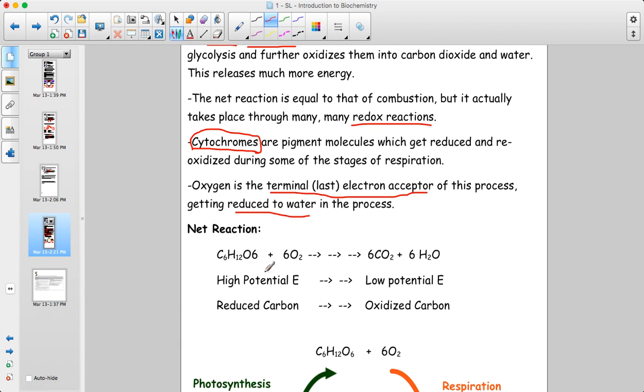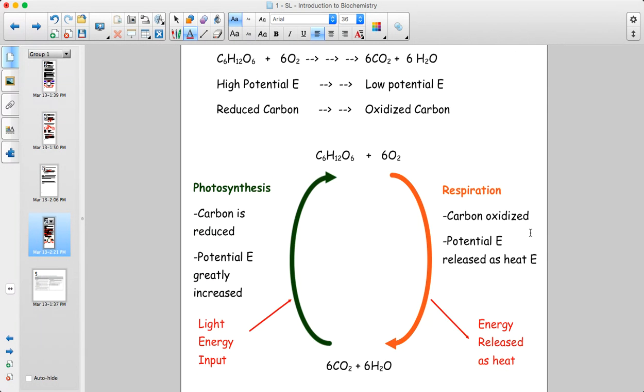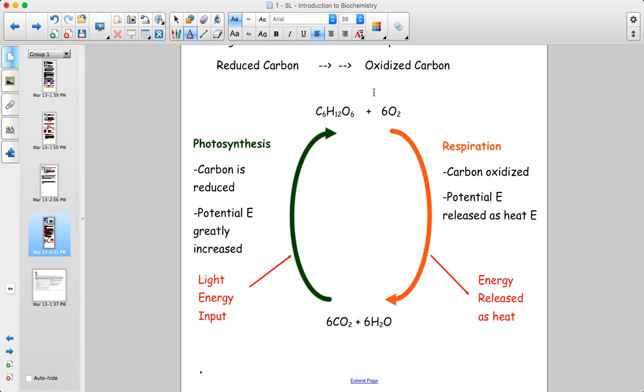So you have glucose. The glucose is getting oxidized in the process of respiration, eventually turning into carbon dioxide, and the oxygen is getting the hydrogen from the glucose and turning into water. So you're going from high potential energy in glucose to low potential energy products, reduced carbon to oxidized carbon. And so again, the net overall is essentially the opposite of photosynthesis. And you can think of them in a cycle where you've got glucose and you've got oxygen. These are the high potential energy forms. In respiration, we're going to break them down, oxidize the carbon, and release the potential energy as heat.